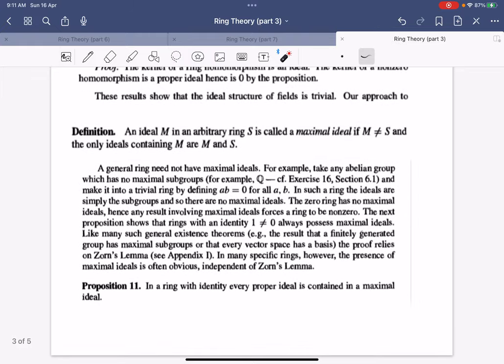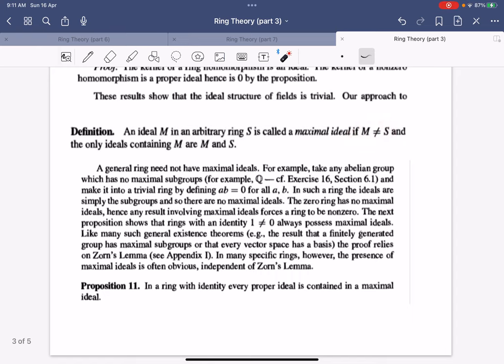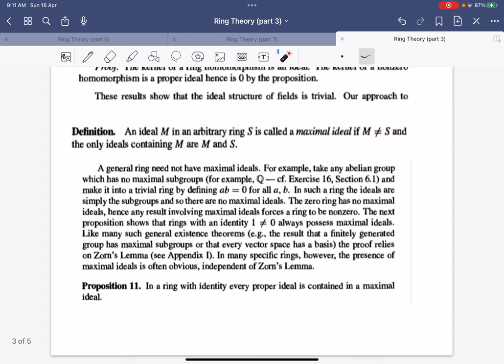And we define an ideal M to be a maximal ideal if, firstly, it must not be the entire ring. This is important because if it can be the entire ring, then S will always be the maximal ideal. So it needs to be proper first of all. And the only ideals containing M are just M or S. So no other ideal is bigger than M except the whole ring.